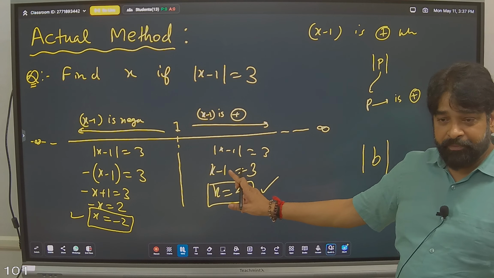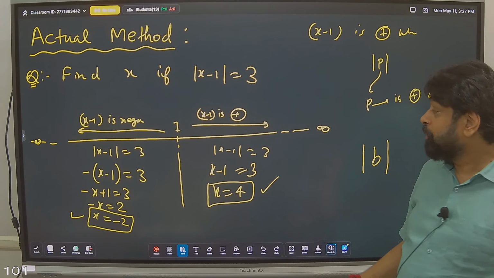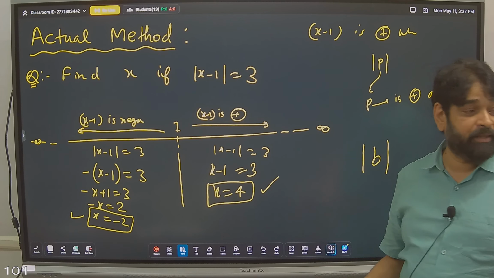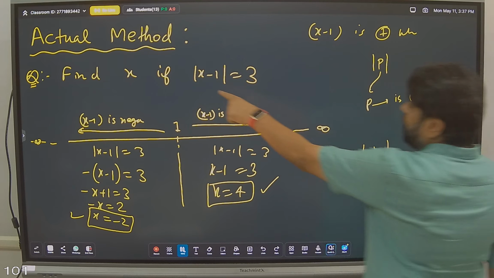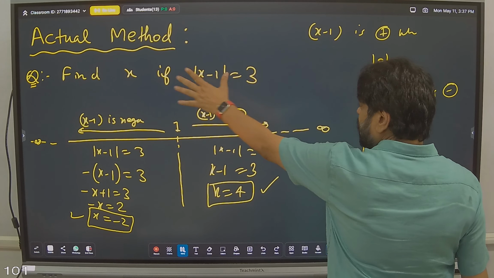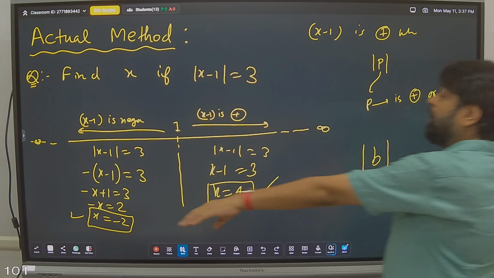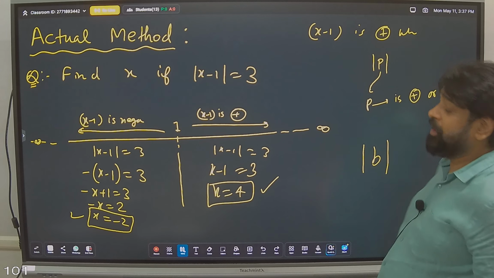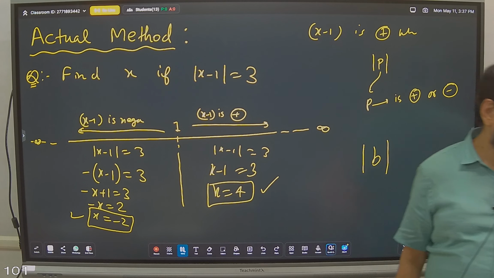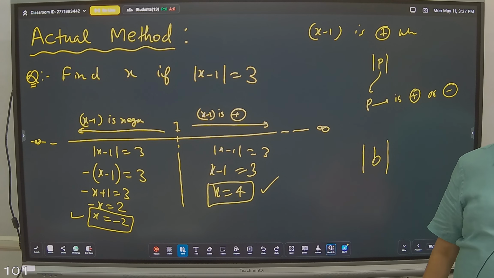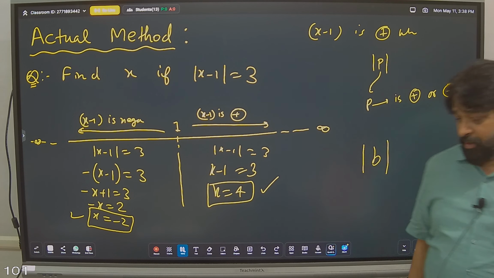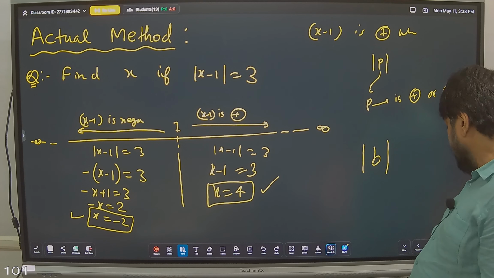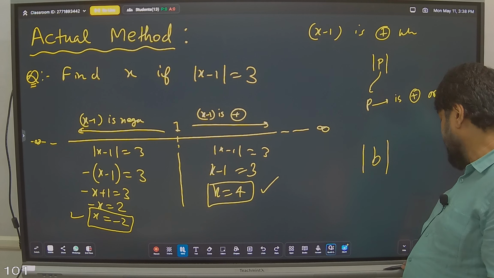Is it clear? Here it does not matter whether tomorrow log is there or something else is there. Whenever you have to remove the mod, go by making cases. In whole mathematics, any question can be solved this way. But you should know when the behavior will change. Write down this. Without seeing, try to write your own, understand.